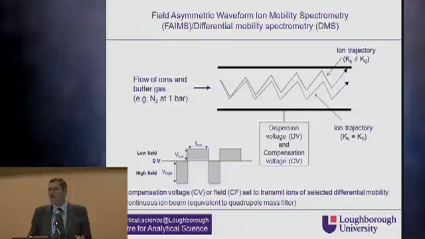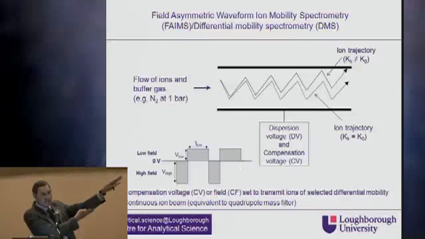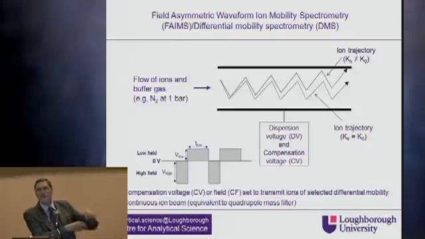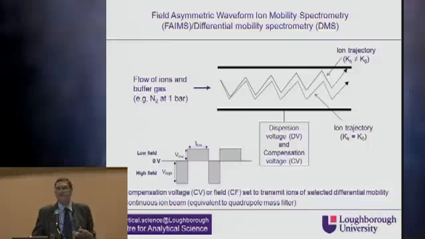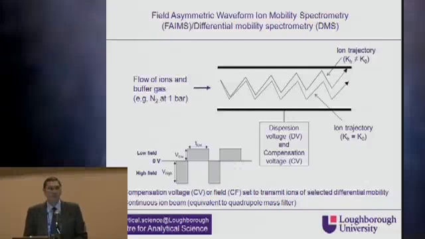So the second thing we have to do is correct for that. We apply what's known as a compensation field or compensation voltage, which is superimposed on the waveform, which you call the dispersion voltage. And what effectively that does is to correct for this drift, to pull the ion down so that it passes through the electrodes. So by applying the appropriate compensation voltage or compensation field, we can arrange for ions which have a differential mobility under low and high field conditions to pass through the detector.